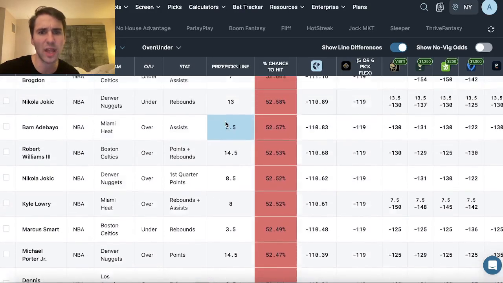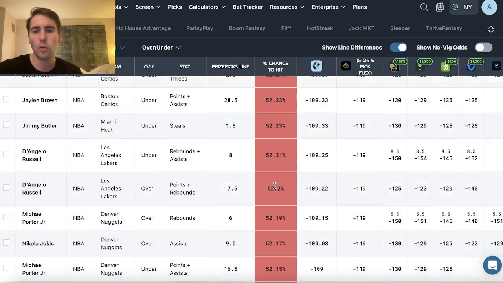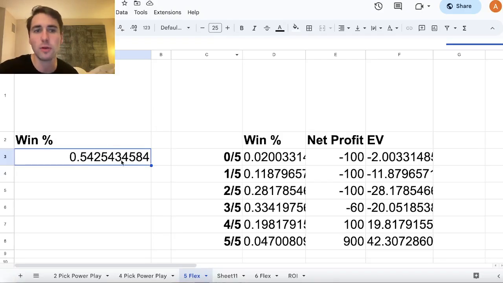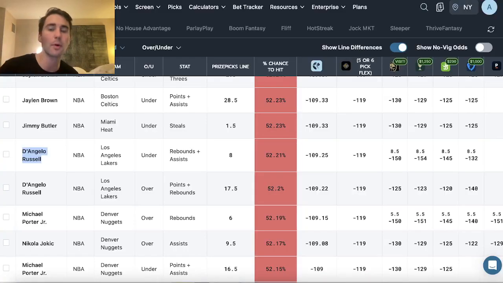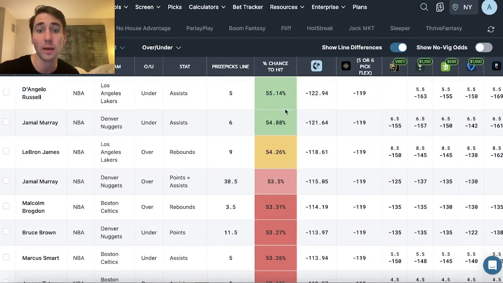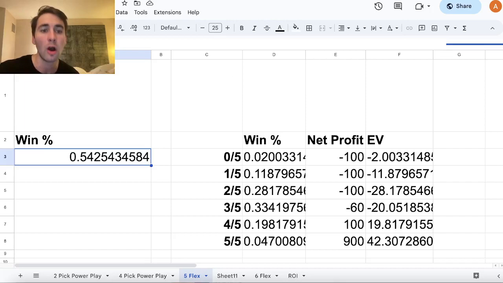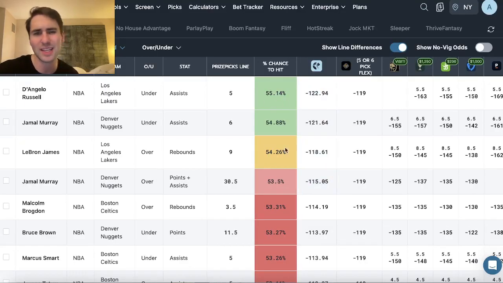So what you're going to notice is, okay, on PrizePicks, we know, winning 52.2% of the time, it doesn't cut it. So D'Angelo Russell, he's a little more likely to go under 8 rebounds plus assists, 52.21%. So his under is slightly more likely than his over, right? His under is the favored outcome, but not 54.25%, right? That's the break-even number. You got to win your picks at least 54.25% of the time to be profitable on PrizePicks. So all the plays winning above 54.25% of the time are highlighted in green, right? Slight differences due to rounding.